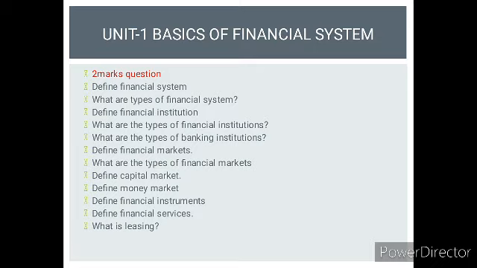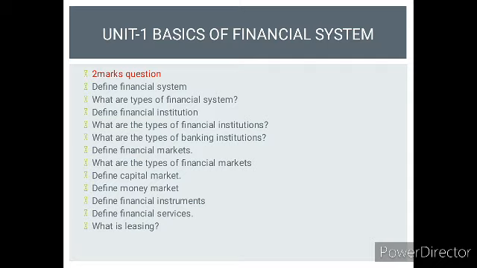Again, in organized we have the capital market and money market, and in unorganized we have money lenders and indigenous bankers. Then they ask us to define capital market. So under financial market we have two: organized and unorganized. Under organized we have capital market and money market. So I'll give the definition of capital market and money market together.